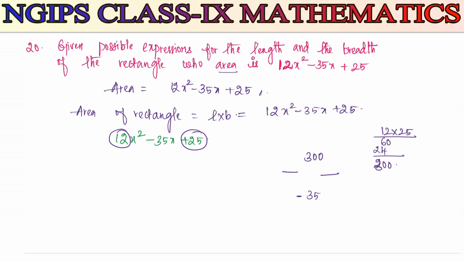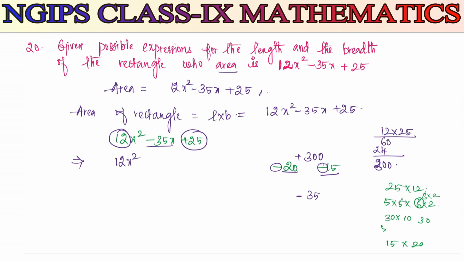So here I am going to choose the two numbers as 20 and 15. Okay, here we need to take minus 20 and minus 15. So minus into minus becomes plus, 20 into 15 you will get 300, and minus 20 minus 15 you will get minus 35x. So the first term and the last term you have to carry as it is, 12x square. Instead of the middle term minus 35x, I have to write minus 20x minus 15x. So I'm going to write here 12x square minus 20x minus 15x plus 25.